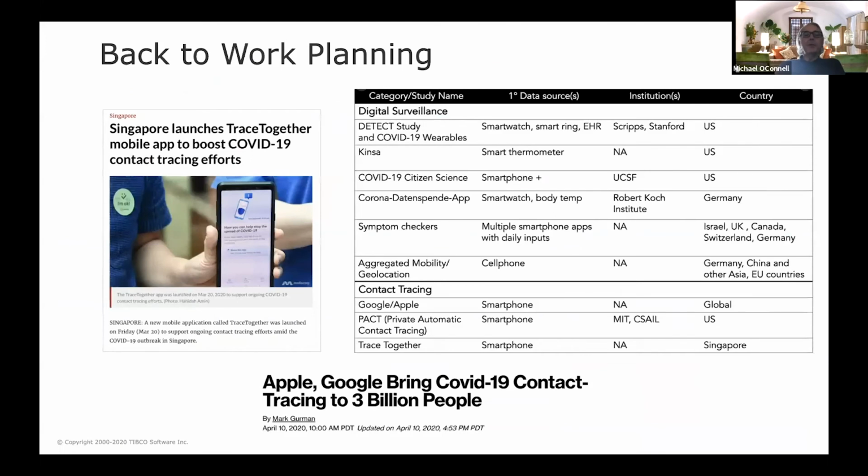Now, in terms of back to work planning, there's been a lot of activity here in terms of digital apps for symptom tracking and contact tracing. Some of the data we showed you today, we're getting from Google Android devices, and Google and Apple are both bringing to market this idea of contact tracing, which has been going on for a while in places like Singapore.